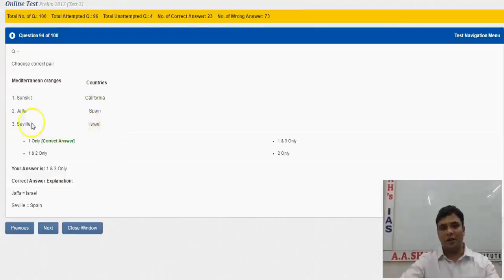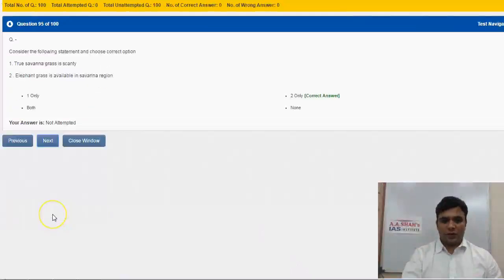So obviously, you could have used that bit of information to deduce that 2 and 3 are matched wrongly. So what is left is first. Okay. So moving on, let's look at other questions.